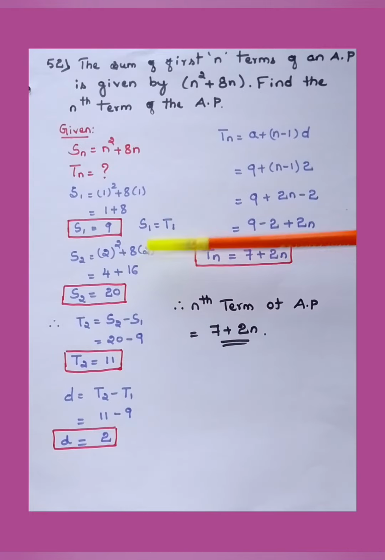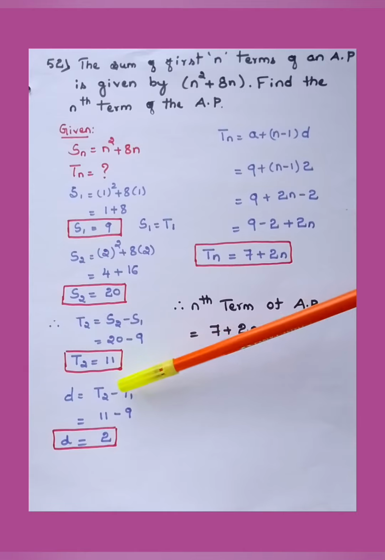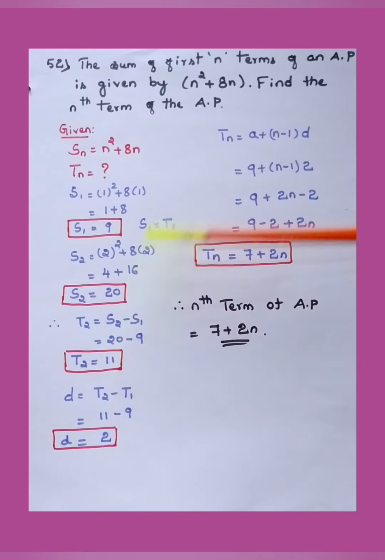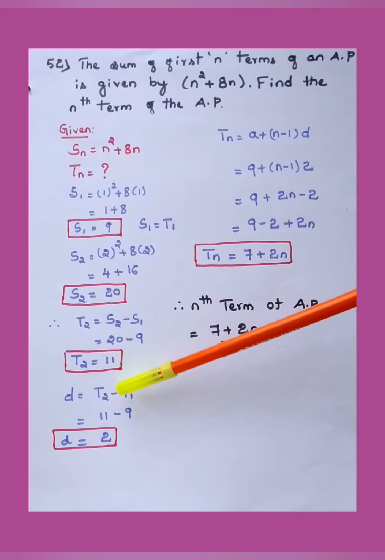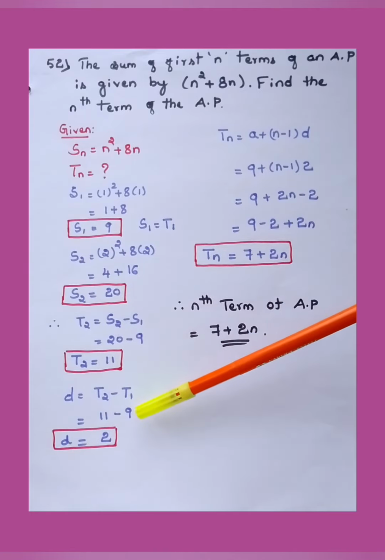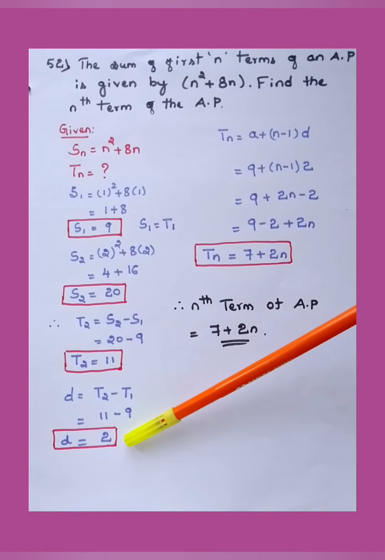Now we get the value of T1 and T2. To get the common difference, we have to subtract. T2 minus T1 gives us the common difference. T2 is 11, T1 value is 9. 11 minus 9 is 2. So d is equal to 2.